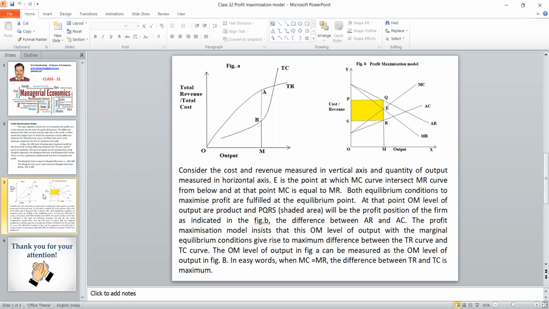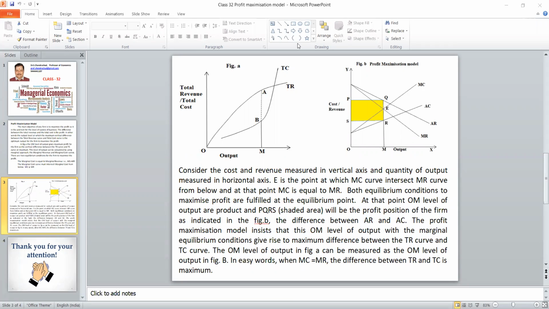For that, we are using four different curves, two from the revenue function and two from the cost function, like in other market structures. What are the two revenue functions? Average revenue and marginal revenue. What are the two costs? Average cost and marginal cost. Using these four curves, first we identify at which point MC is intersecting MR from below. At that point, MC equals MR.